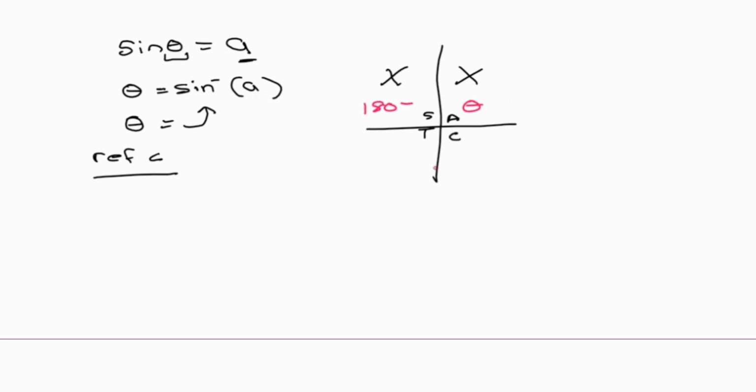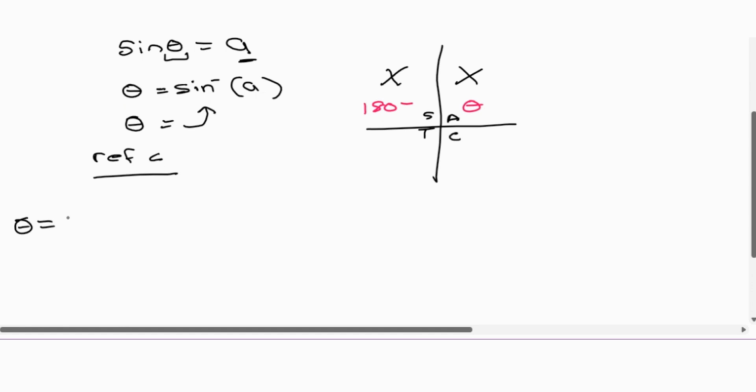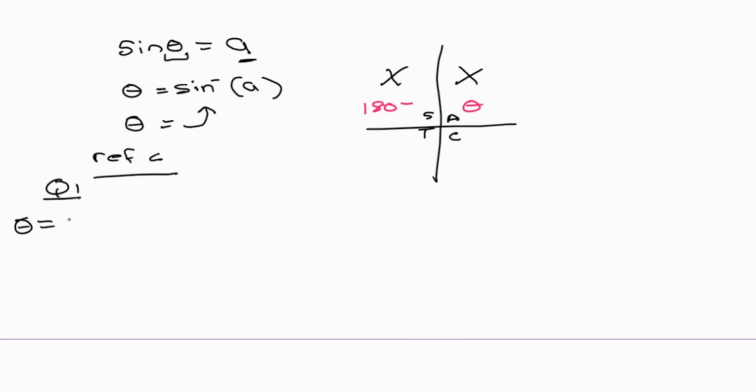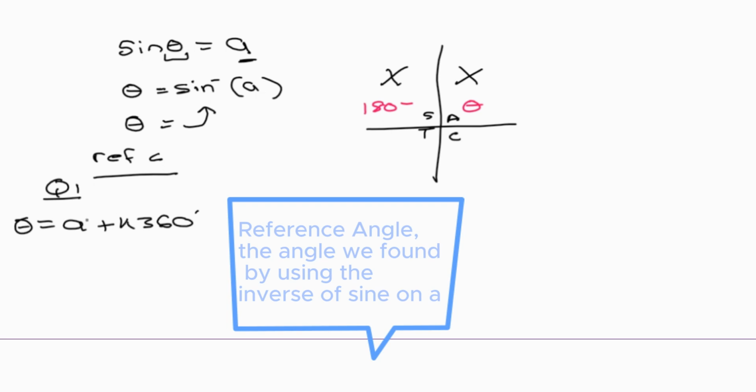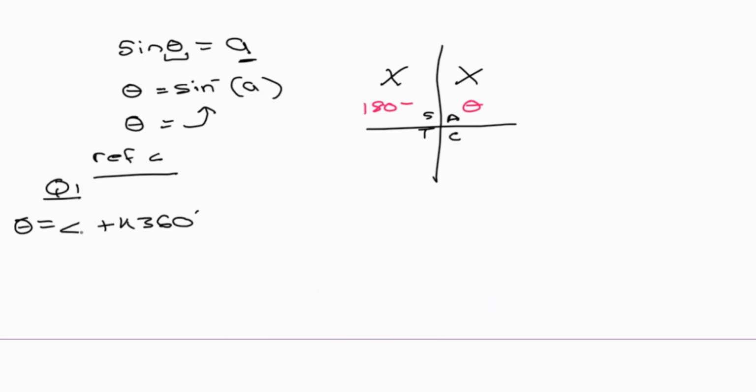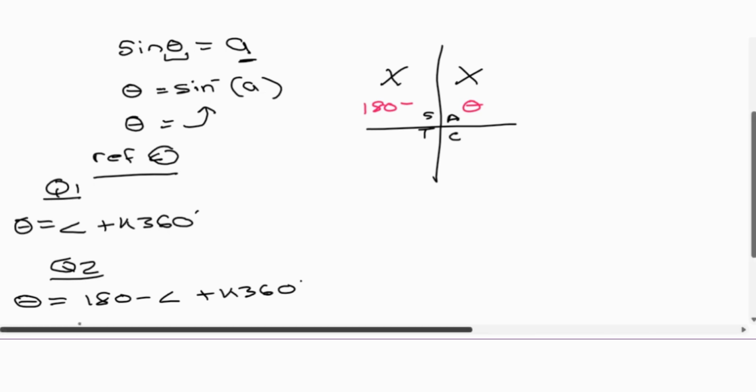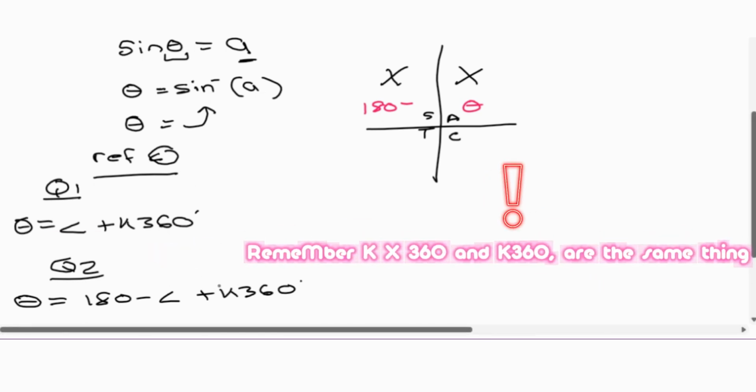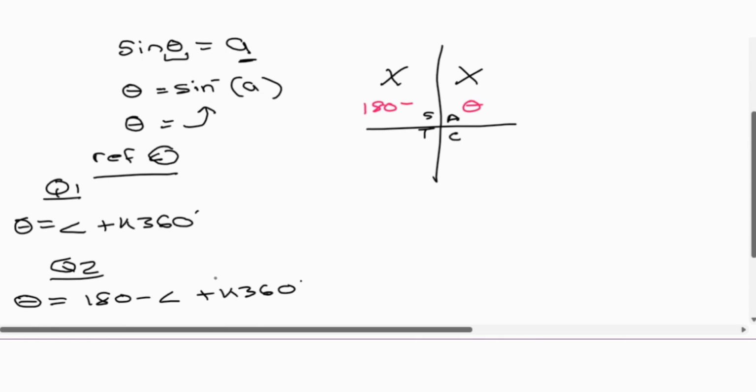We learned in reductions that this is 180 minus theta, where theta just stays theta there. So then we can start creating our general solutions by saying that theta is equal to, let's do it in the first quadrant, whatever the reference angle is plus K360. Then in quadrant 2, theta is equal to 180 minus my reference angle plus K360. Now, you learned this basic general solution in grade 11, I believe.